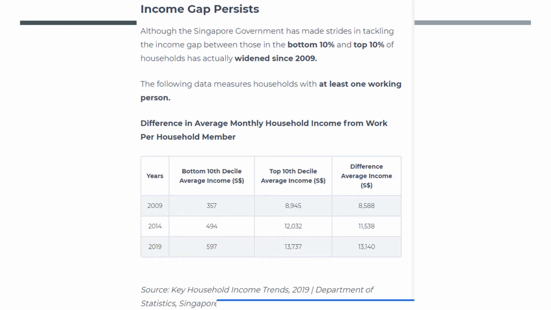Although we should note that some other measures also show that inequality is still a significant concern, right? So you can see that the difference between the top 10% and the bottom decile in terms of average income has actually increased, right? From 8,000, 11 to 13, and the rate of growth of income for the bottom decile hasn't really grown much in tandem, right? If you just compare these two, that's why the difference is growing more significantly.